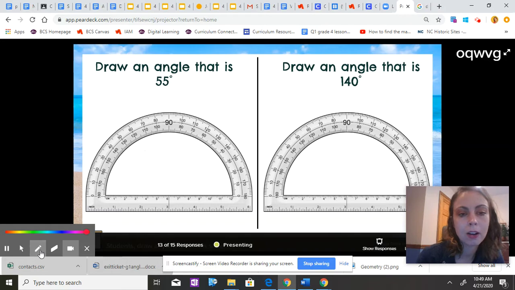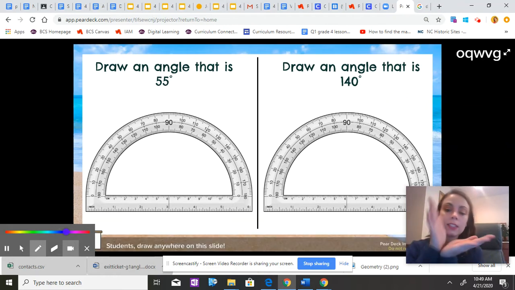So we were talking about how to draw an angle that is 55 degrees. We know a 55-degree angle is going to be either right, acute, or obtuse. A right angle is 90. Anything less than 90 is acute. So 55 is less than 90, so it's going to have to look like something small.